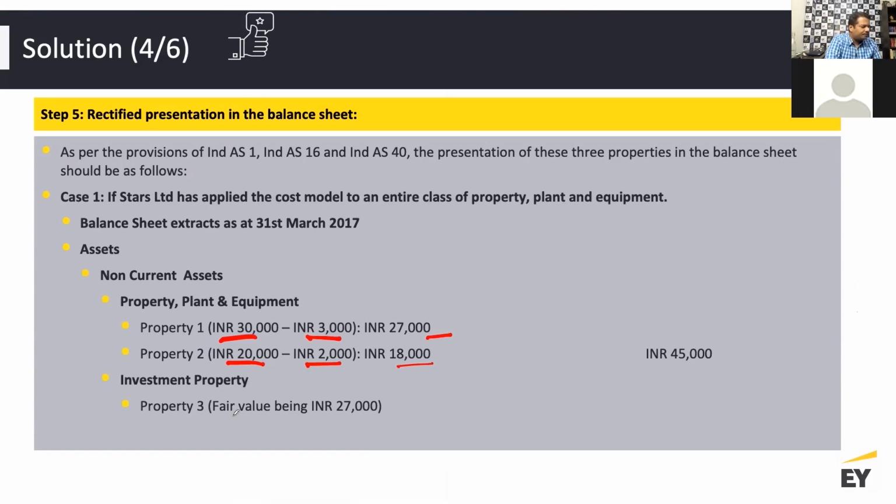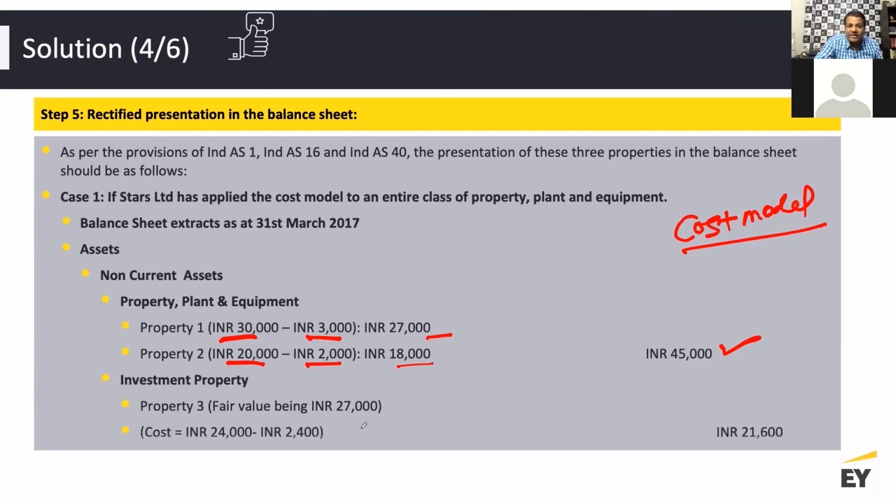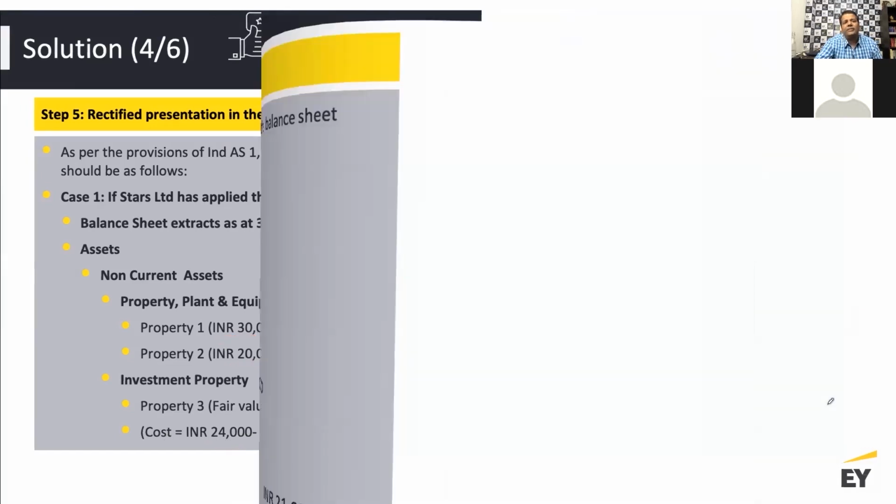My investment property, so my total value here is 45,000. This is assuming the cost model. If I were to do the cost model, this is what I would have done. My depreciation would have been 5,000, and this is 45,000. Property fair value is 27,000. However, this is the disclosure, right? This is only disclosure. You are not allowed to do a fair revaluation model for investment property. The cost is INR 24,000 minus the depreciation, again 10 years useful life, and 21,600 is my carrying value of the investment property.